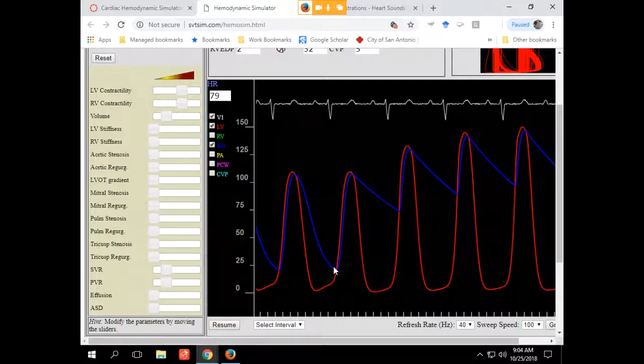So there's one more word that you need. What kind of pressure? Arterial pressure. Well, they call it pulse pressure. Wide pulse pressure.